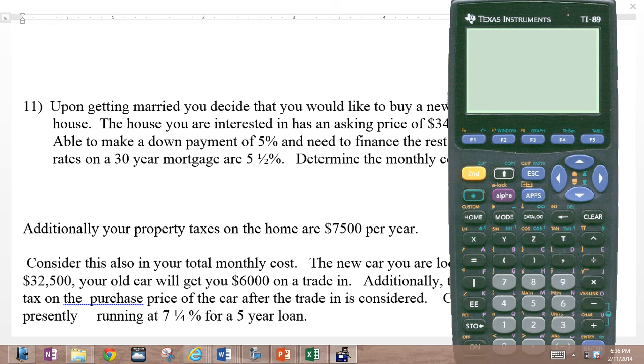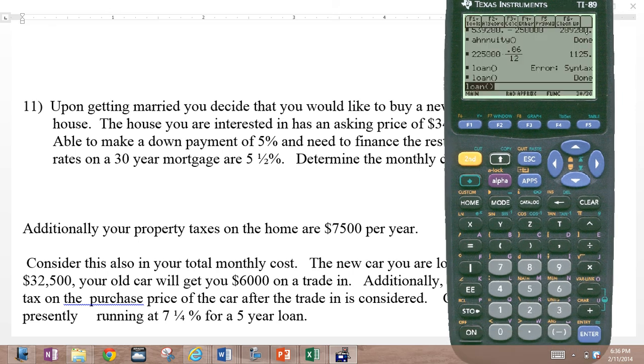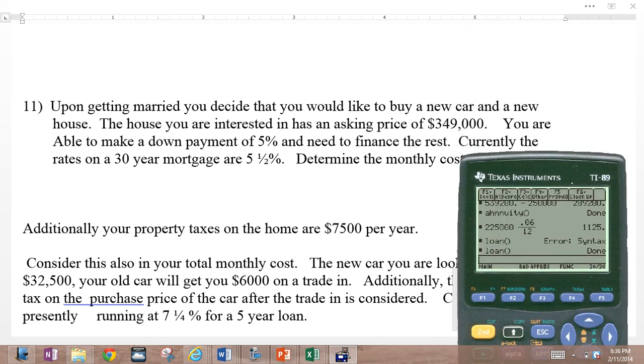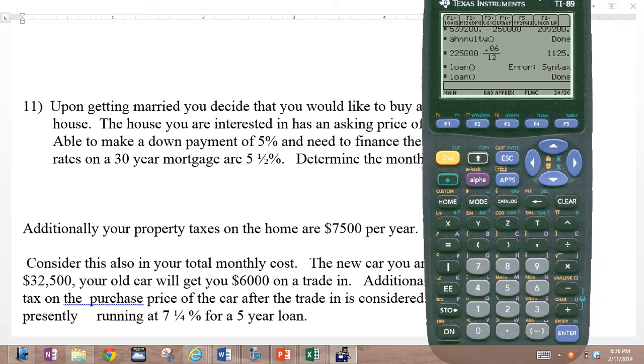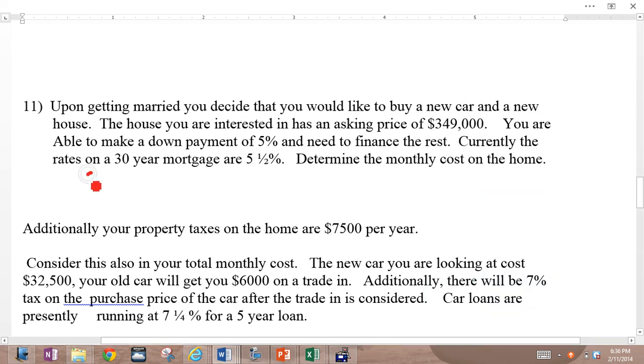All right, so I've got the house that I'm buying for $349,000, right? And I'm able to make a 5% down payment. So really, what I'm actually borrowing is 95%, so 0.95 times the 349,000. Okay, so I'm borrowing $331,550.